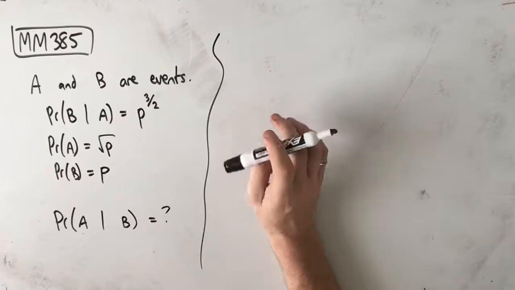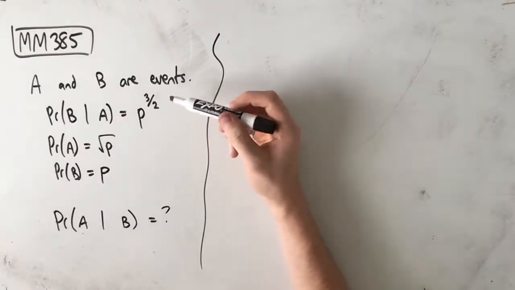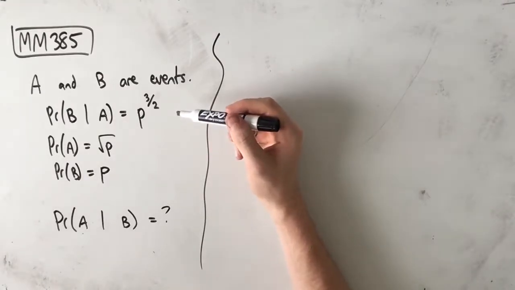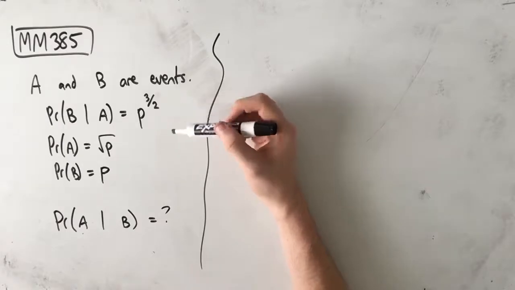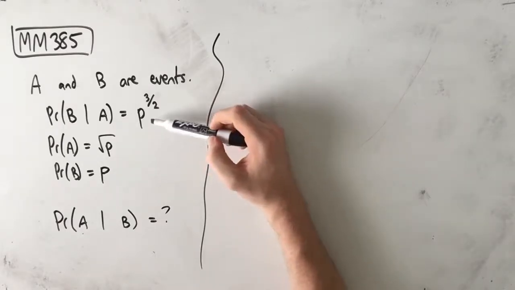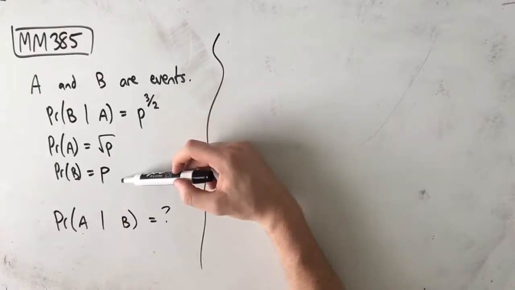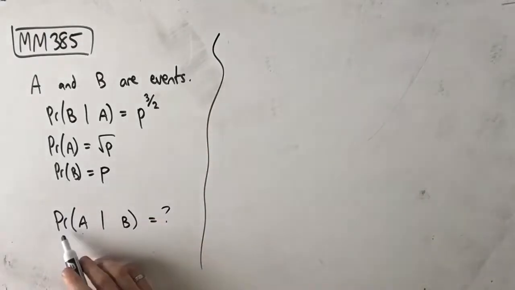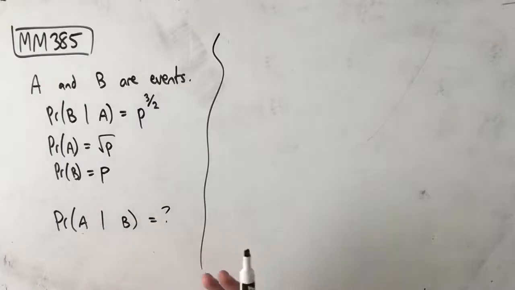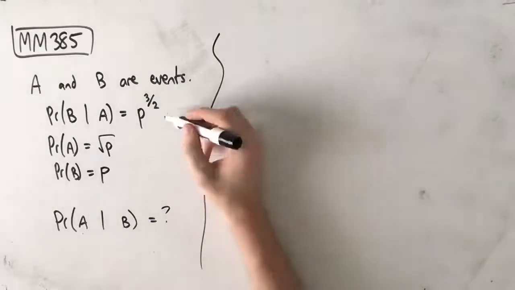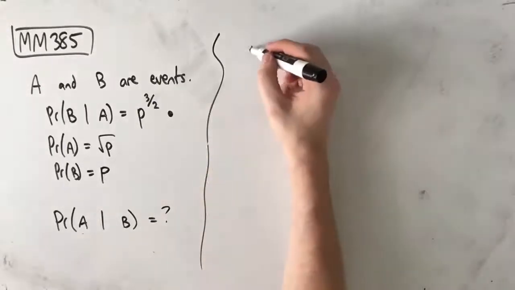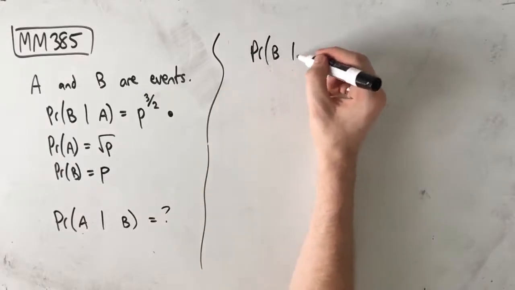So in this question we've got two events A and B, which are in a sample space, and we're told a few different things in terms of information. We know that the probability of B given A is p to the power of 3 on 2, the probability of A is root p, and the probability of B is just p. And we're looking for the probability of A given B. Alright, awesome. So let's start with this piece of information here, and we can go from there.